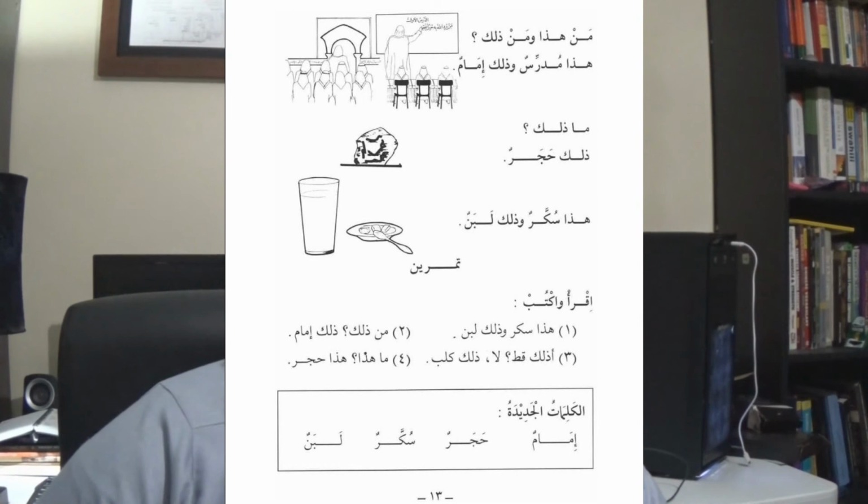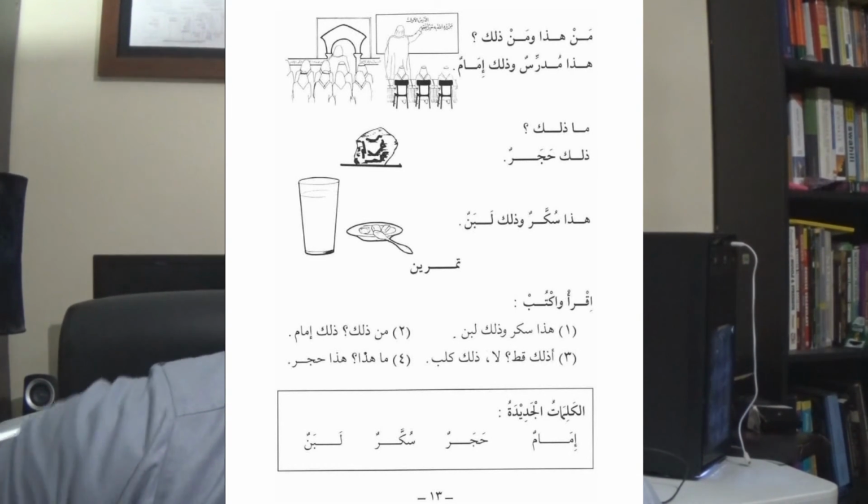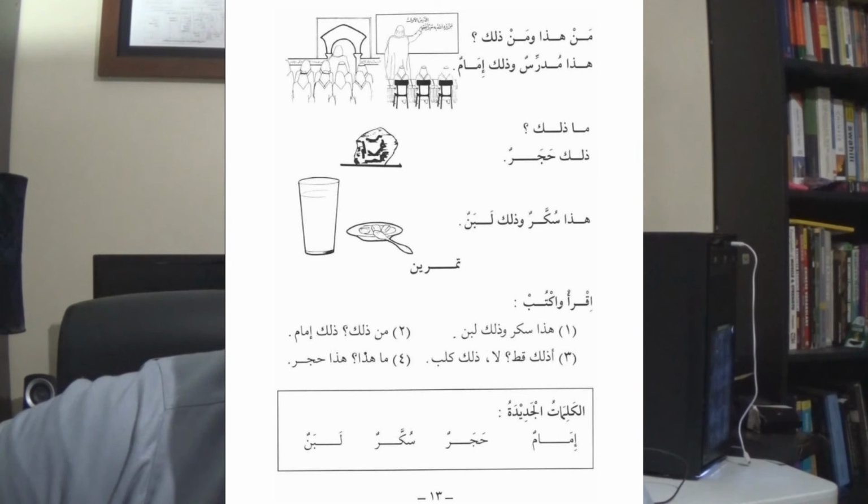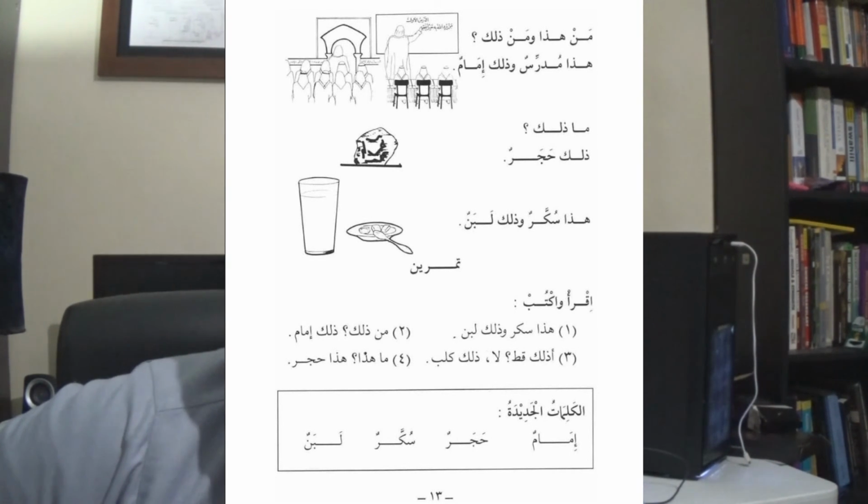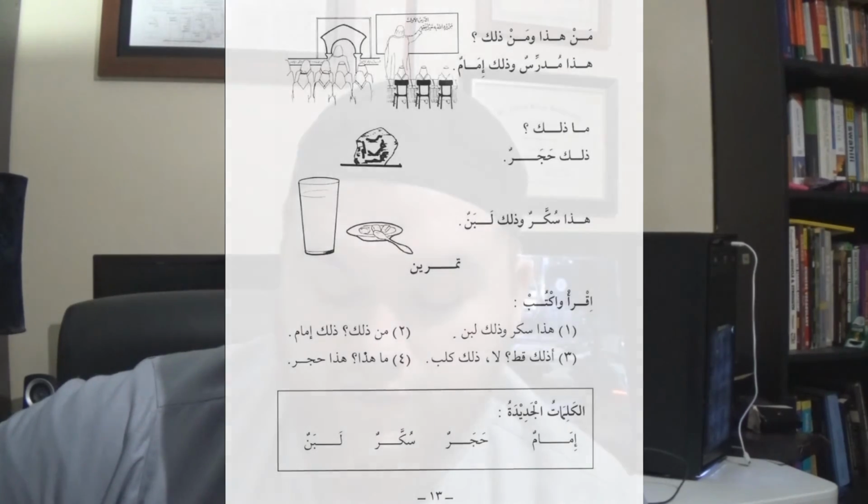As you noticed, this lesson is only 2 pages long. It's pretty short here, and basically it's teaching you thalika, so you can say this and that. You'll notice it uses a lot of the same constructions as hatha, putting the ma in front of it to say what is, or putting a in front of it to make it a question. And then it also gave you 4 new vocabulary words: imam, hajar, sukkar, and laban. And it's not to be confused with Lebanon, the country.